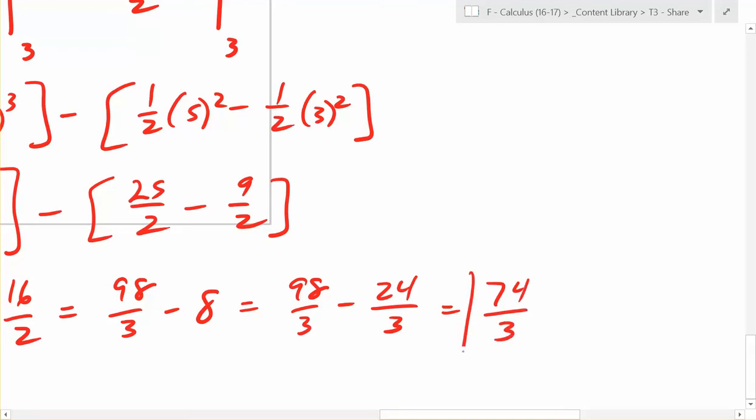74 over 3. Yeah, and that would be your final answer. So that would be the exact answer right there. You just did an exact integral.